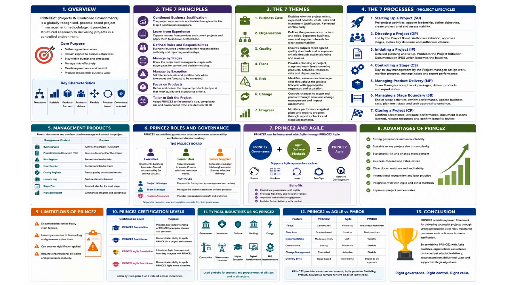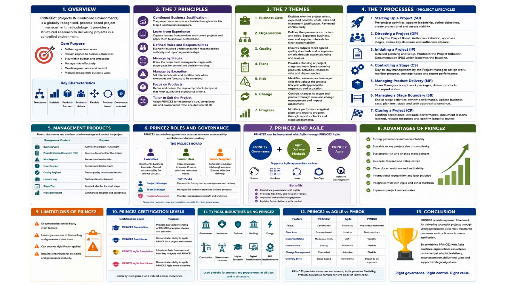Finally, the comparison between PRINCE2, Agile, and PMBOK highlights how each framework serves different purposes. PRINCE2 focuses on governance and control, Agile prioritizes flexibility and iterative delivery, while PMBOK provides a broad body of project management knowledge and best practices. In reality, many organizations combine these approaches to create tailored delivery environments.